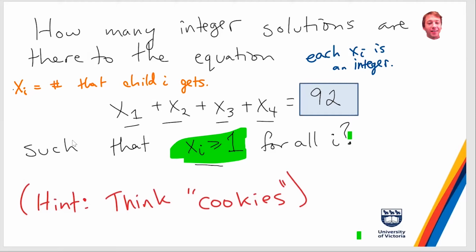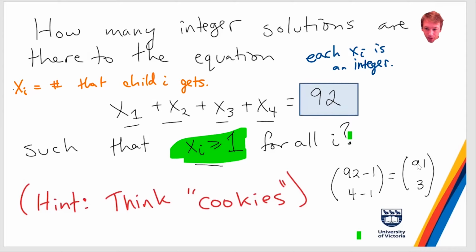Okay, so this is really the same problem, but written in a more mathematical way. Basically, if you can turn your problem into this one, or into something about cookies, then you can always solve them. So here the answer is going to be 92 minus 1, choose 4 minus 1. So in other words, 91 choose 3.